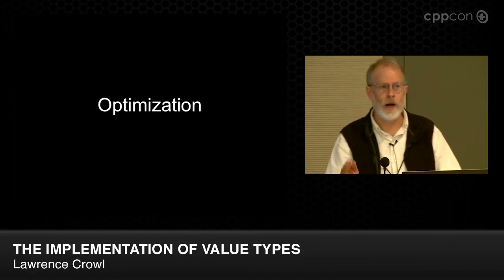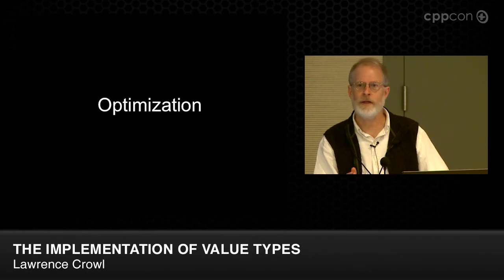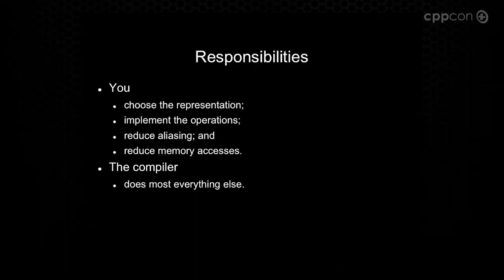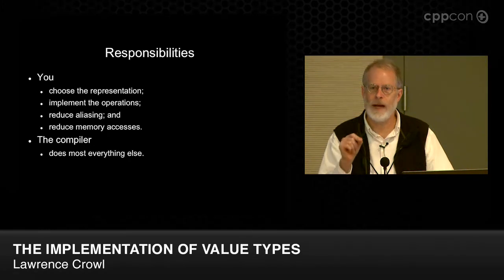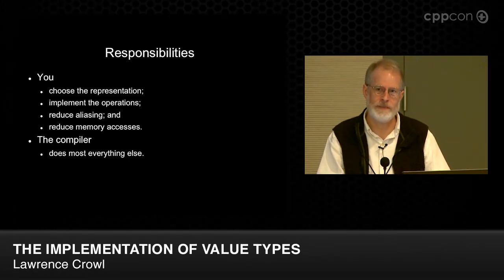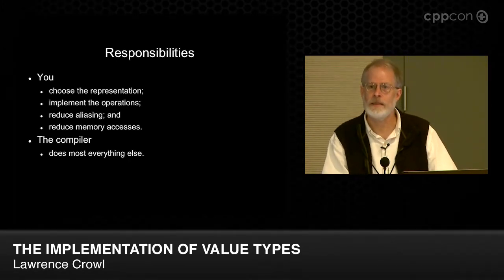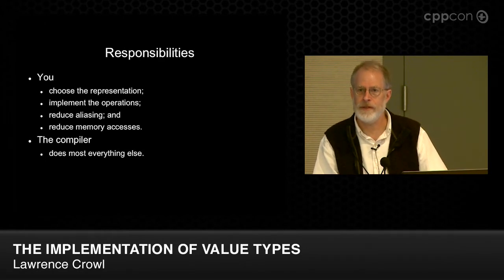The next topic is optimization. It's a partnership between you and the compiler. Most partnerships work best when you don't try to do the same thing, so concentrate on different tasks. In particular, you are responsible for doing the things that the compiler cannot change. The compiler cannot change the representation of your type. It's simply not allowed. It's part of the ABI. So you need to concentrate on that part of the task.